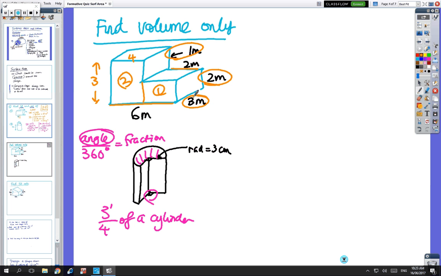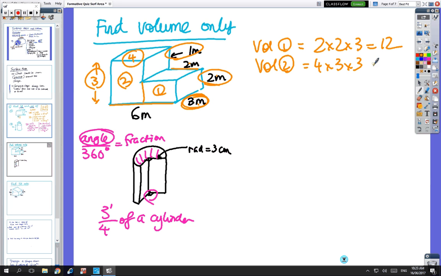So volume 1 is 2 by 2 by 3, which is 12. Don't need to put the units in yet. Volume 2 is 4 by 3 by 3, equals 36. And so the total volume is 48, and the units are cubic units.